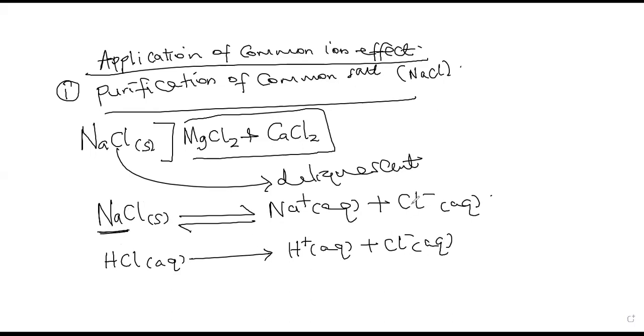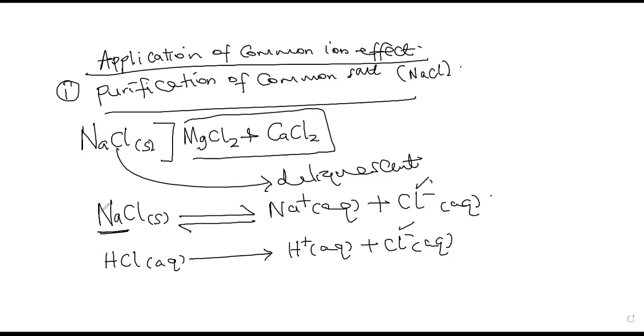So you realize that since here we have a chloride ion and here we have a chloride ion, the concentration of chloride ions increases and the equilibrium is displaced to the left. When I say the equilibrium is shifted to the left, it means that the excess chloride ions will react with the sodium ions, precipitating sodium chloride.